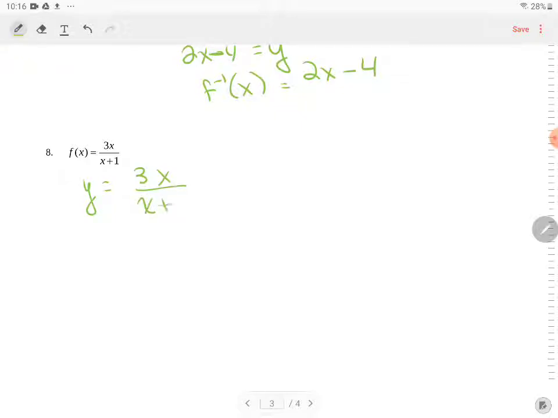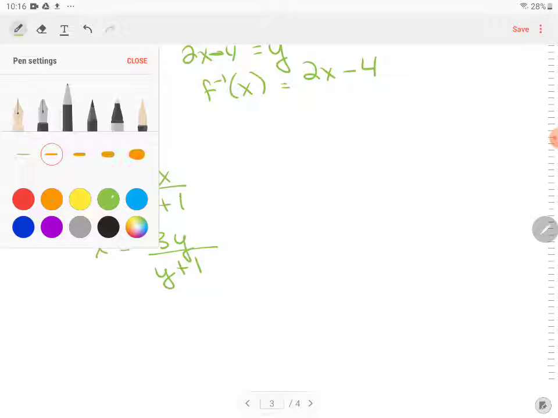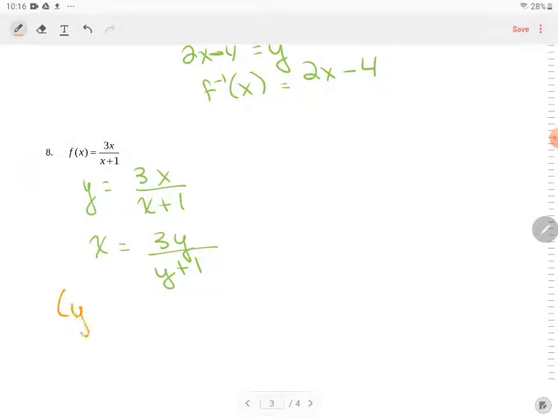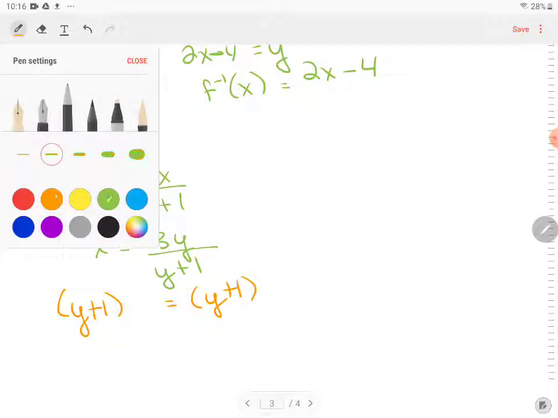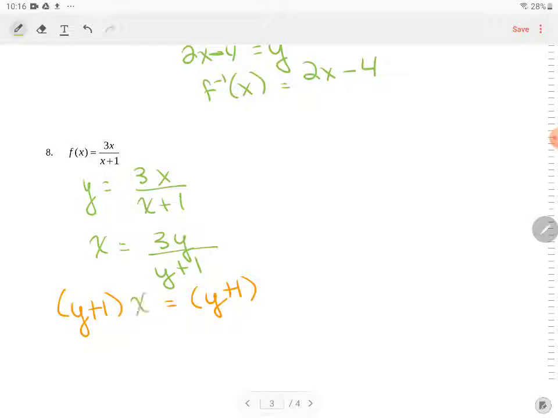So this is x plus 1. So x is equal to 3y over y plus 1. So we're going to multiply both sides by the denominator y plus 1. What we do to one side of an equation, we do to the other. So this cancels, and you get xy plus x equals 3y.